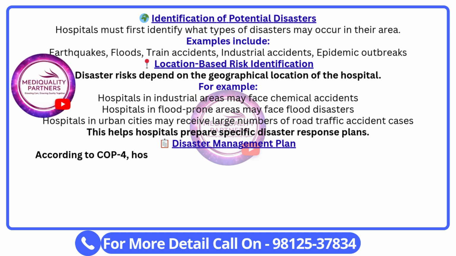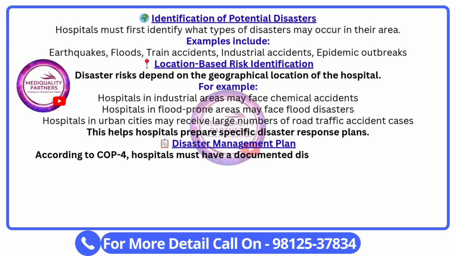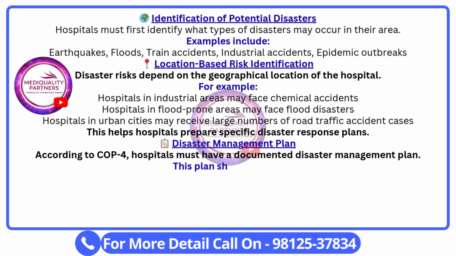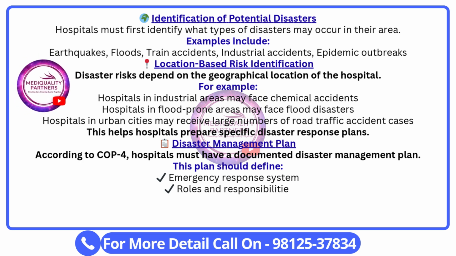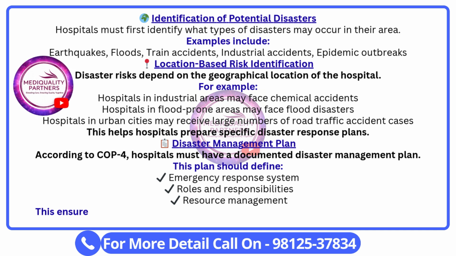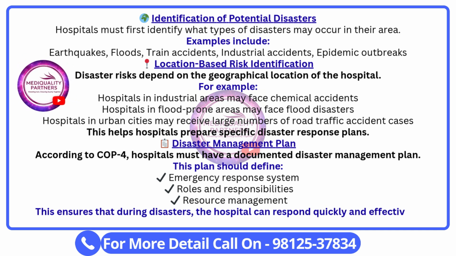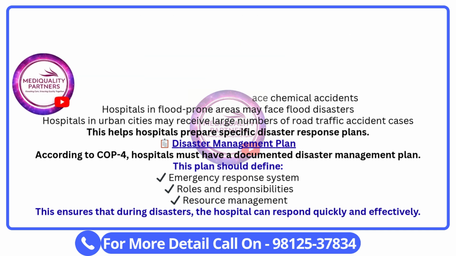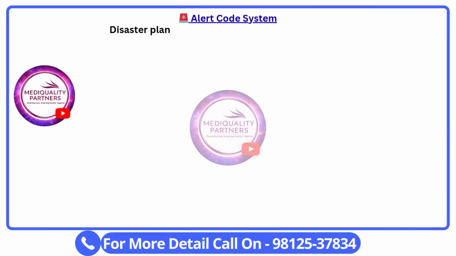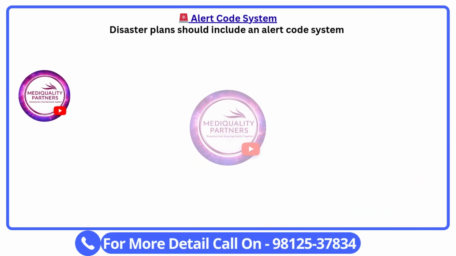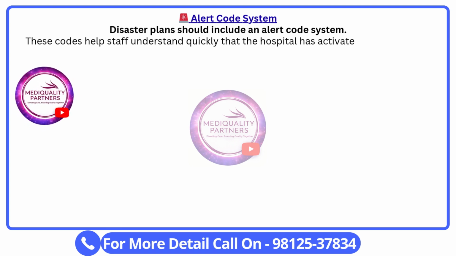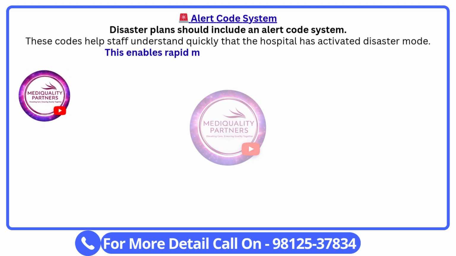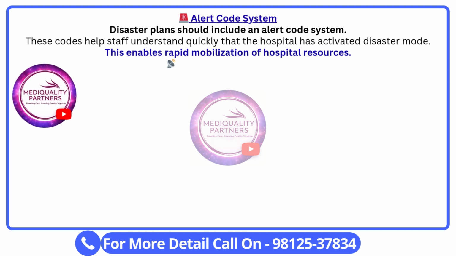Disaster management plan. According to COP-4, hospitals must have a documented disaster management plan. This plan should define emergency response system, roles and responsibilities, resource management. This ensures that during disasters, the hospital can respond quickly and effectively. Alert code system. Disaster plans should include an alert code system. These codes help staff understand quickly that the hospital has activated disaster mode. This enables rapid mobilization of hospital resources.